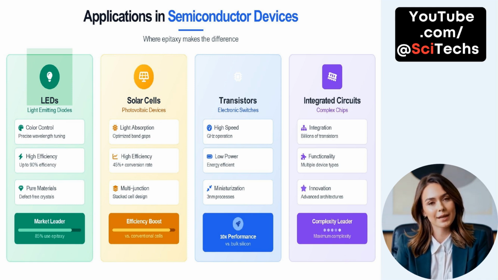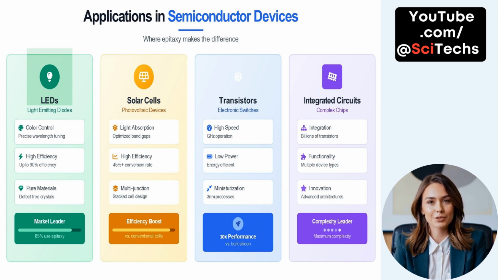For solar cells, epitaxy improves light absorption by tailoring band gaps and delivers over 45% conversion efficiency in advanced designs. It also supports multi-junction configurations, where layered structures significantly boost power output compared to traditional cells. In transistors, epitaxial layers enable ultra-fast gigahertz operation, reduce power consumption, and allow for extreme miniaturization down to 3 nanometers, resulting in performance that's 10 times better than bulk silicon.